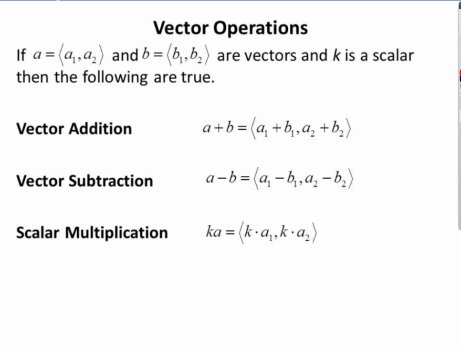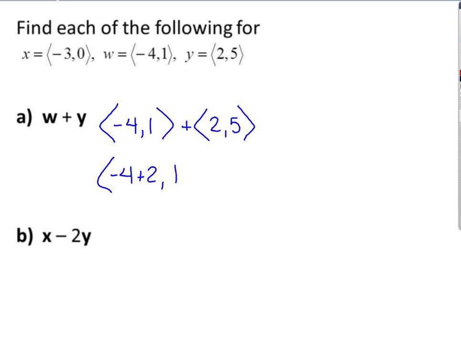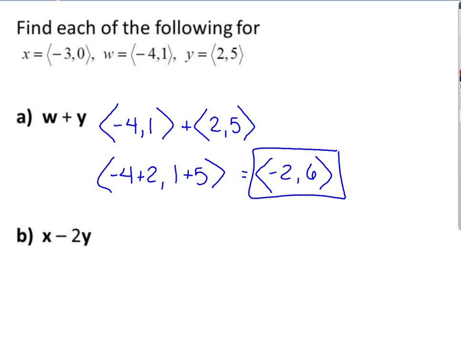Our vector operations tell us you're allowed to add vectors, subtract vectors, and multiply by a scalar. When you're adding vectors, you just add the x components and add the y components. When you're subtracting, you subtract the x's and subtract the y's. And when you multiply by a scalar, you just distribute it to both values. So right now we have vector w plus vector y. To do this, you're going to add your x values, then you add your y values. Negative 4 plus 2 is negative 2. 1 plus 5 gives us 6.